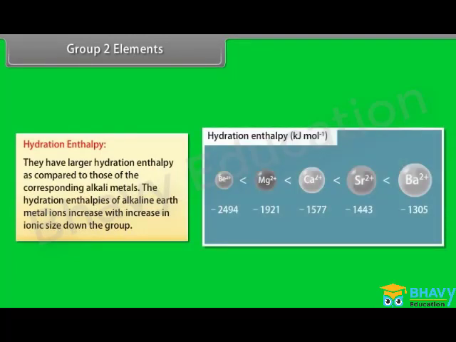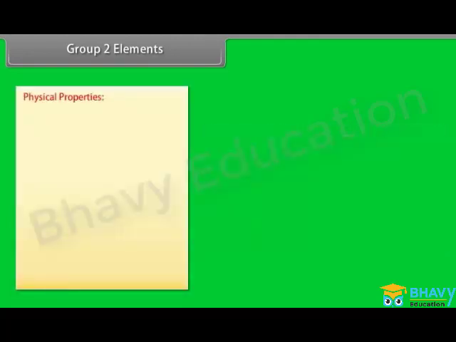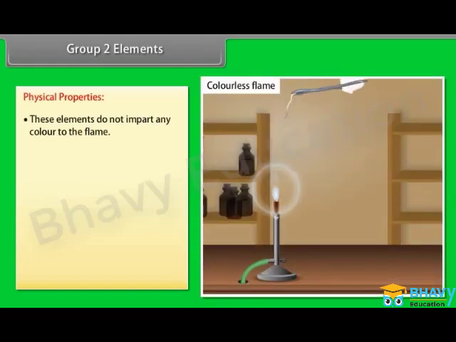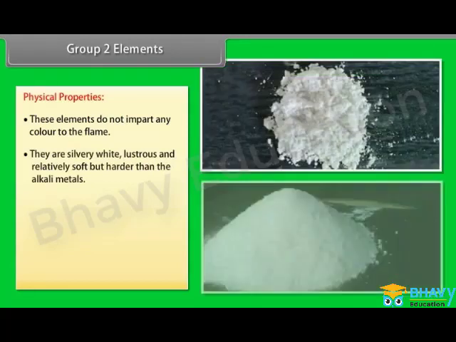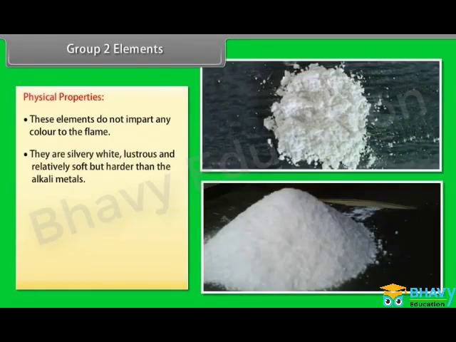Hydration enthalpy. They have larger hydration enthalpy as compared to those of the corresponding alkali metals. The hydration enthalpies of alkaline earth metal ions decrease with increase in ionic size down the group. Physical properties. These elements do not impart any color to the flame. They are silvery white, lustrous and relatively soft but harder than the alkali metals.